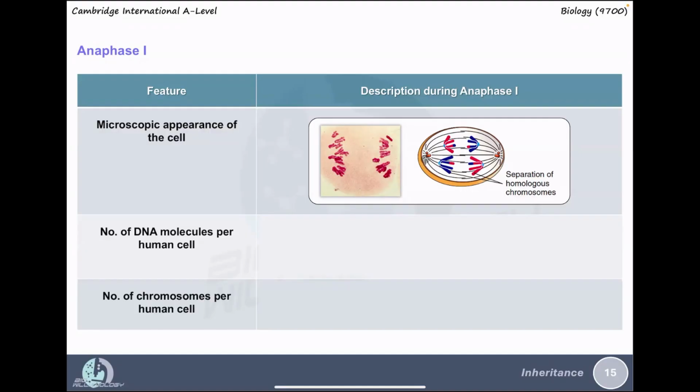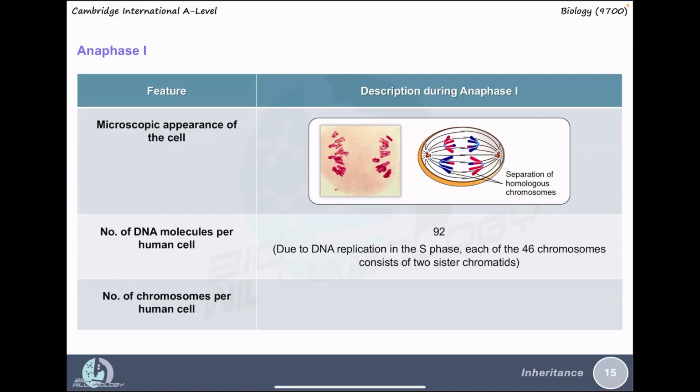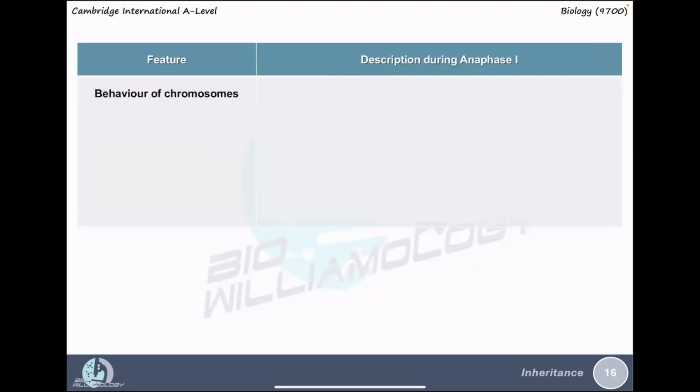At this moment, how many DNA molecules per cell? The answer is 92, because there is no DNA replication and no separation of the cells or cytoplasm yet. Therefore, the number of DNA molecules per human cell still remains at 92, and the number of chromosomes remains at 46. So what is the behavior of chromosomes during anaphase 1?